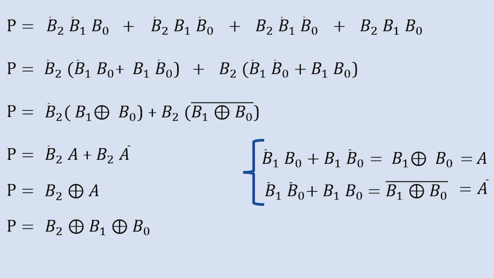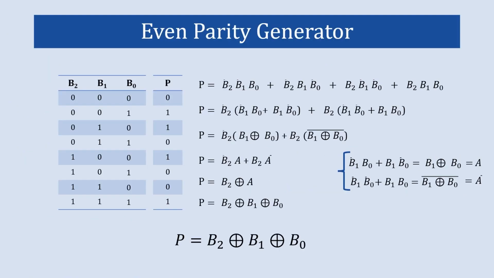So this is the simplified equation for the 3-bit even parity generator. You can pause the video and go through the entire simplification process. The process is more or less similar to the odd parity generator. If you have any doubt in this, you can ask in the comment section. But because it is the same explanation, we are not going to repeat it in this video. And now we'll move further.